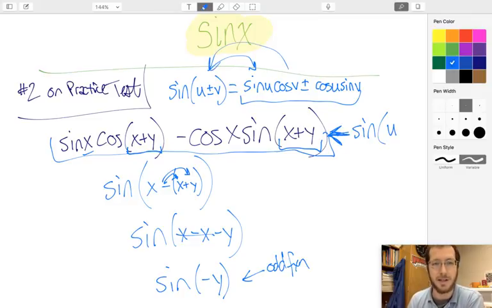Don't be scared of this x plus y. It still just represents the value of a single angle, even though it's a sum.